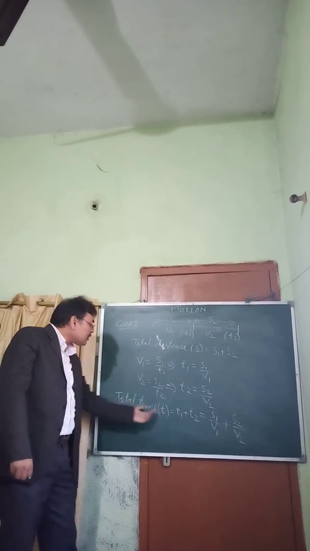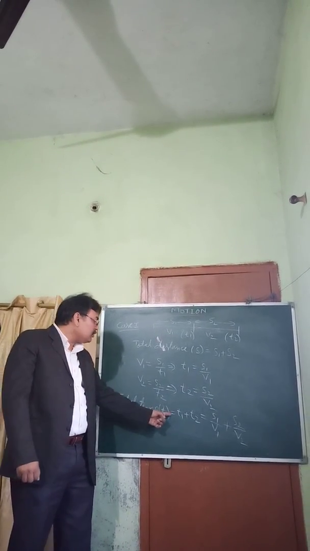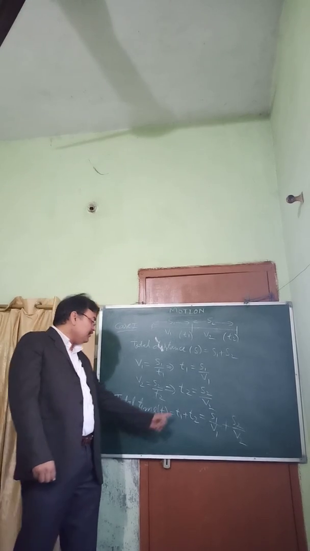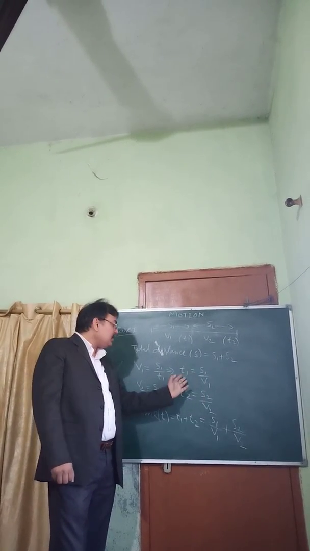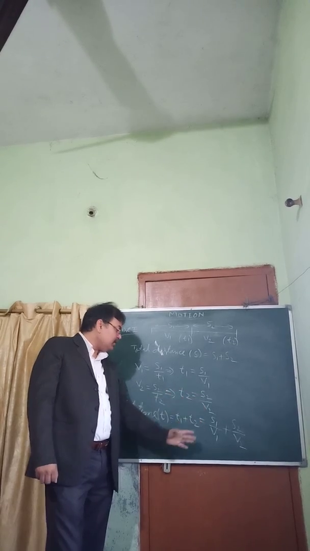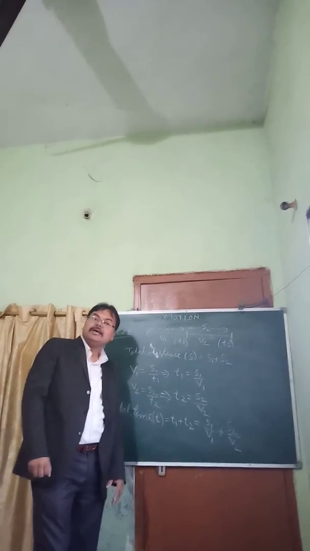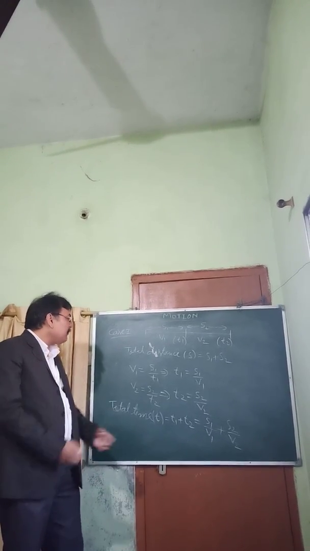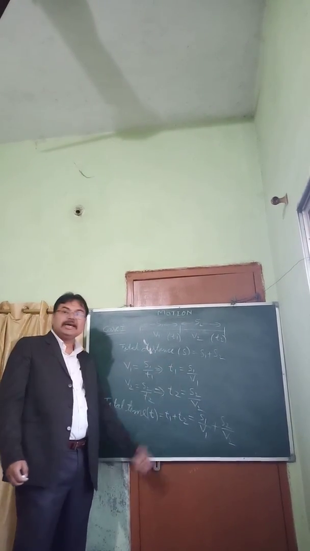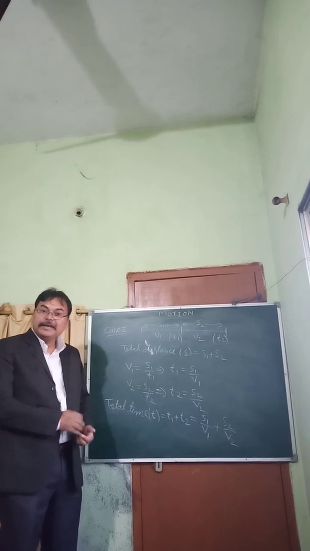So the total time, let it be T, is equal to T1 plus T2. But T1 and T2 are not known to us, so we will add their values. T1's value is this one, T2's value is this one. So T equals S1 by V1 plus S2 by V2. So we will get the total time. Now we have total distance and total time. So can we find out the average speed?